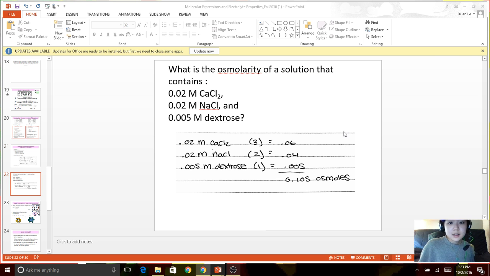And this is another problem that's kind of similar to it. We're going to be calculating osmolarity, and they already give us the molarity of each solution, so all we're going to need to do is multiply by the number of particles that each species contributes to the solution, and then add all of that up, and that's going to give us the osmolarity.